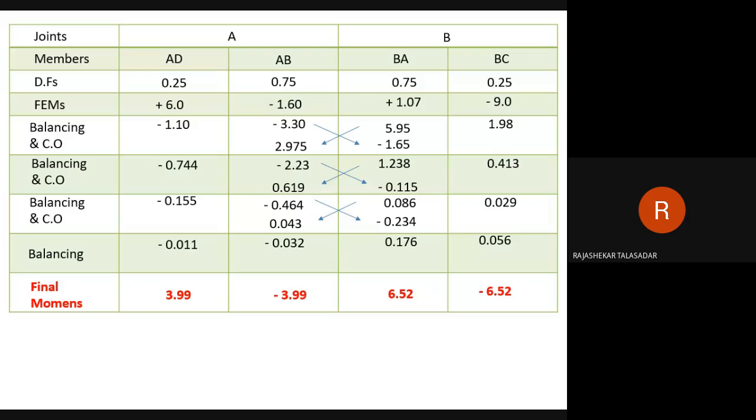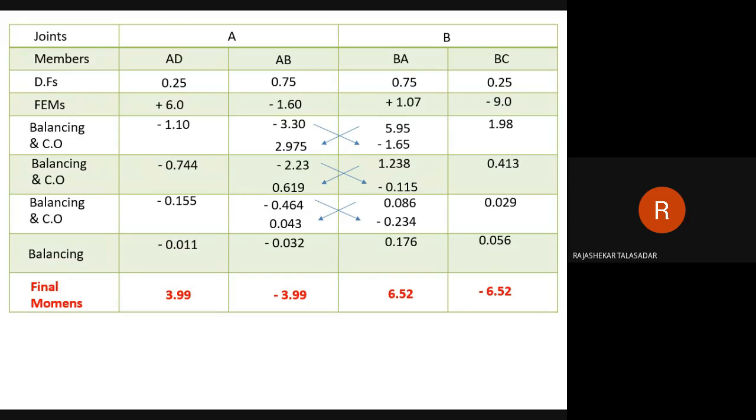Quickly. Minus 0.744. Yes, minus 0.744, that's what I have written. Next, minus 2.975 into 0.75, because the distribution factor of AB is 0.75. That gives minus 2.23. Even if you write three digits, nothing wrong in that. Write whatever you get, no problem.